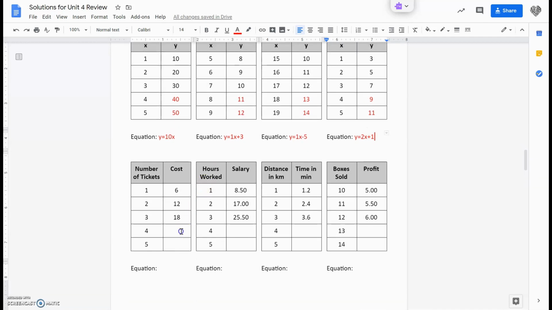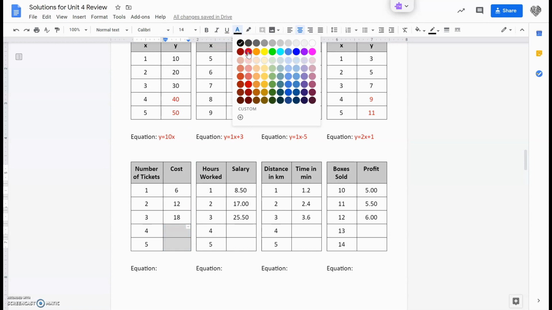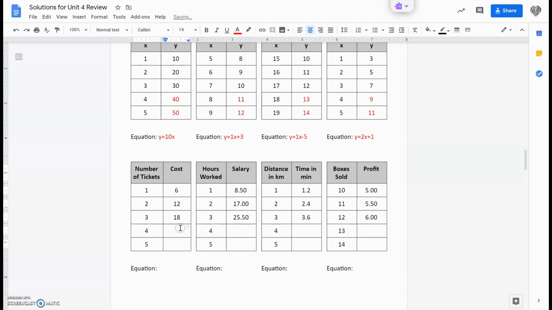The next one, so these are more situational, but all we've done really is change the headings from x and y to different situations. So for example, the number of tickets and the cost. So 1 ticket is $6, 2 tickets is $12, 3 tickets are $18. You see we go 6, 12, 18. We're increasing by 6 each time. So 18 plus 6 would be 24. 24 plus 6 would be 30.